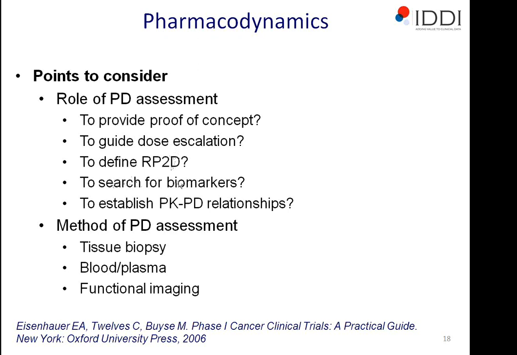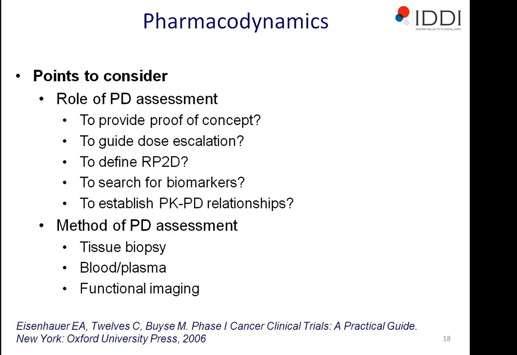Is there a search for a biomarker? This is often done later in drug development, especially predictive biomarkers, but it could be a good idea to start searching for biomarkers early on. And finally, is it to establish PK-PD relationships, which might be very relevant down the line in terms of refining the dose of the agent or combination?